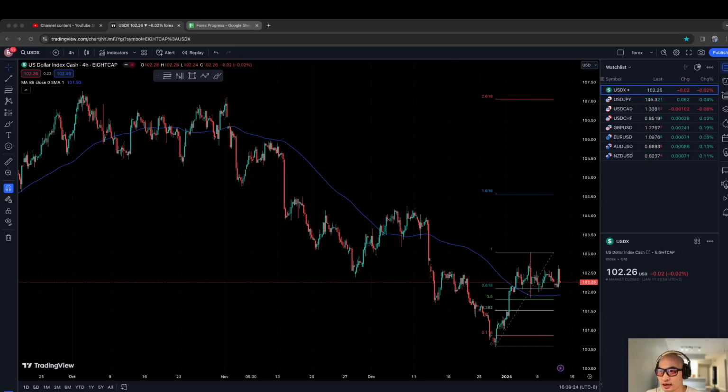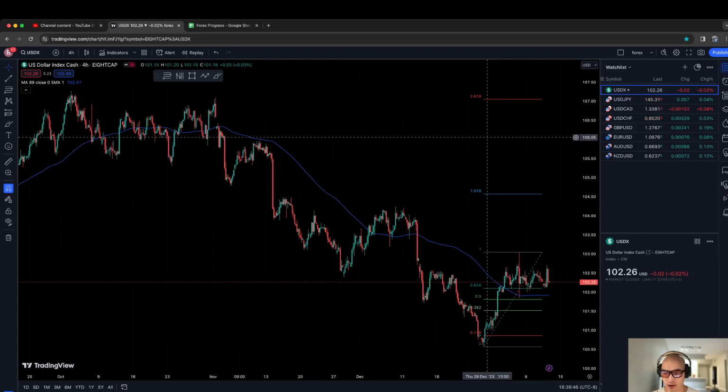Today is 2024, January 11th, Thursday, and let's get back to our swing trading analysis and plan our trades together as always. As you all know, I always start with the USD index chart to determine the overall strength of the US dollar.